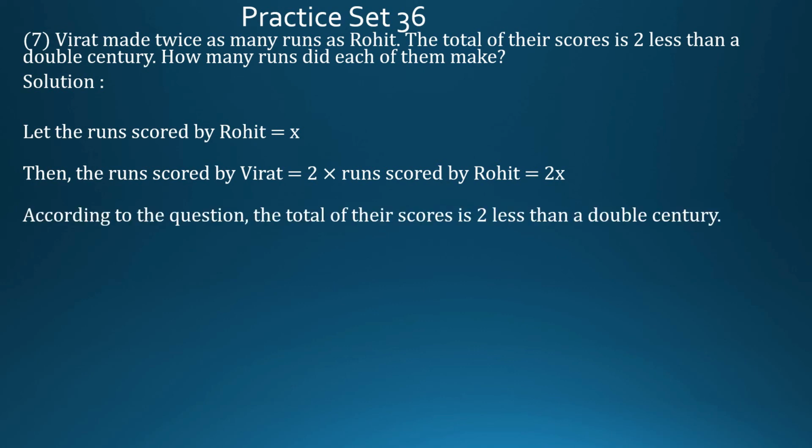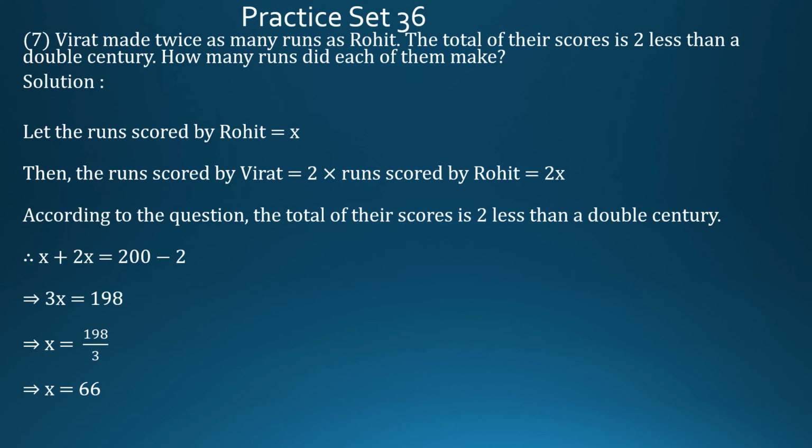According to the question, the total of their scores is 2 less than a double century. Double century, or 1 century, is 100. So double century means it will be 200. So 2 less than 200. So we get x plus 2x is equal to 200 minus 2. So therefore 3x is equal to 198. We want the value of x. So we have x is equal to 198 divided by 3. So we get the value of x is equal to 66.